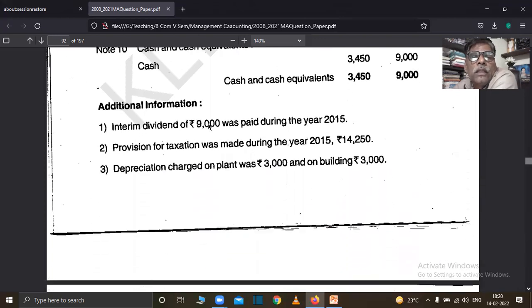Okay. Interim dividend during the year. Interim dividend first you have to take in the funds from operation. So interim dividend you have to take in two places. First in the funds from operation, second in the application.